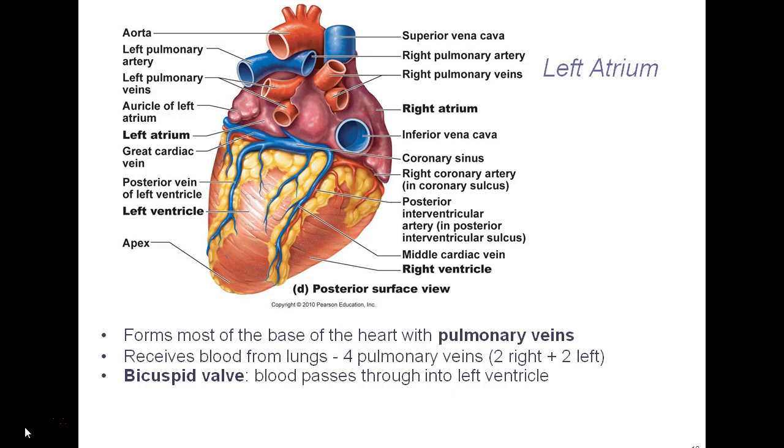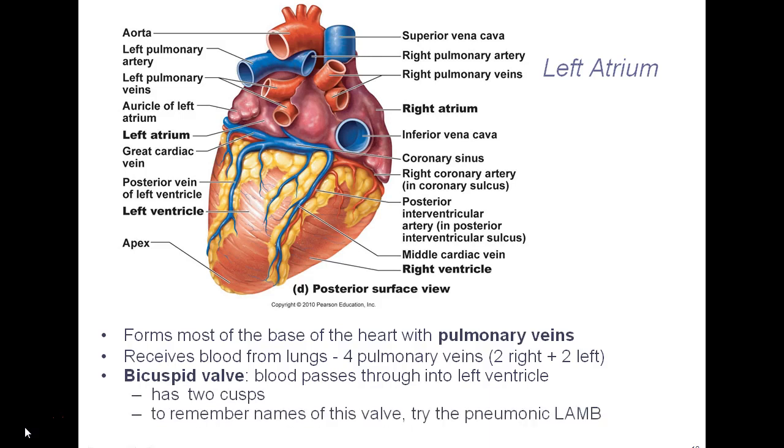We then see that we have a bicuspid valve, and that's going to be covering the opening between the left atrium and the left ventricle. Again, it gets its name bicuspid because it has two cusps. And how might a student memorize the names of the valves? Try the mnemonic device LAM, perhaps. That might be helpful.